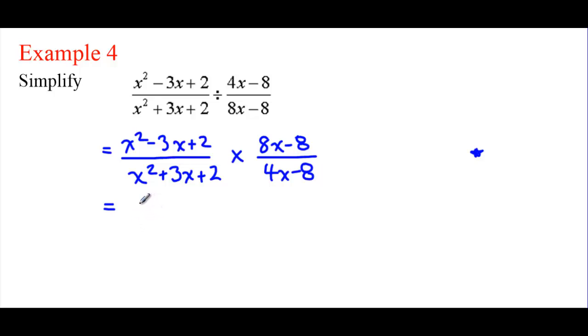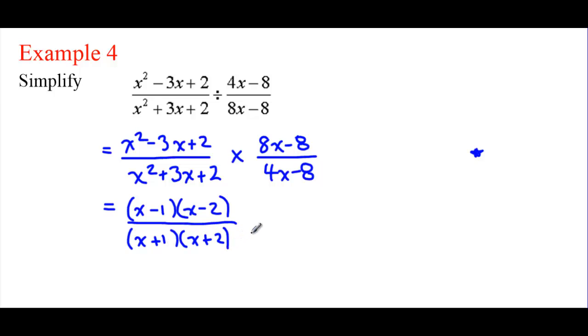Starting with the first numerator, a simple trinomial where we need two numbers to multiply to 2 and add to negative 3. Well, those two numbers are negative 1 and negative 2. For our denominator, x squared plus 3x plus 2, same sort of idea, 1 and 2, but now they're going to be both positive. We're going to multiply to 8x minus 8. We're going to take a common factor out of 8, x minus 1. And for 4x minus 8, we'll take a common factor out of 4, and we're left with x minus 2.